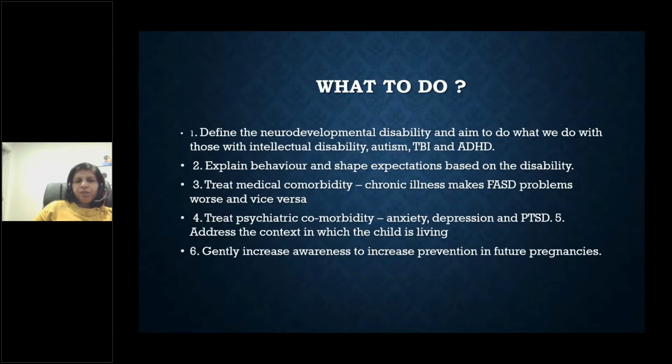And what do we do about it? We define the neurodevelopmental disability and try to aim to do what we do with children with intellectual disability, autism, a traumatic brain injury, or ADHD. So try to link them with supports in the community, appropriate mental health clinicians, psychologists, occupational therapists, and school counselors. Try to explain the behavior and shape the expectations based on the disability in the young person.